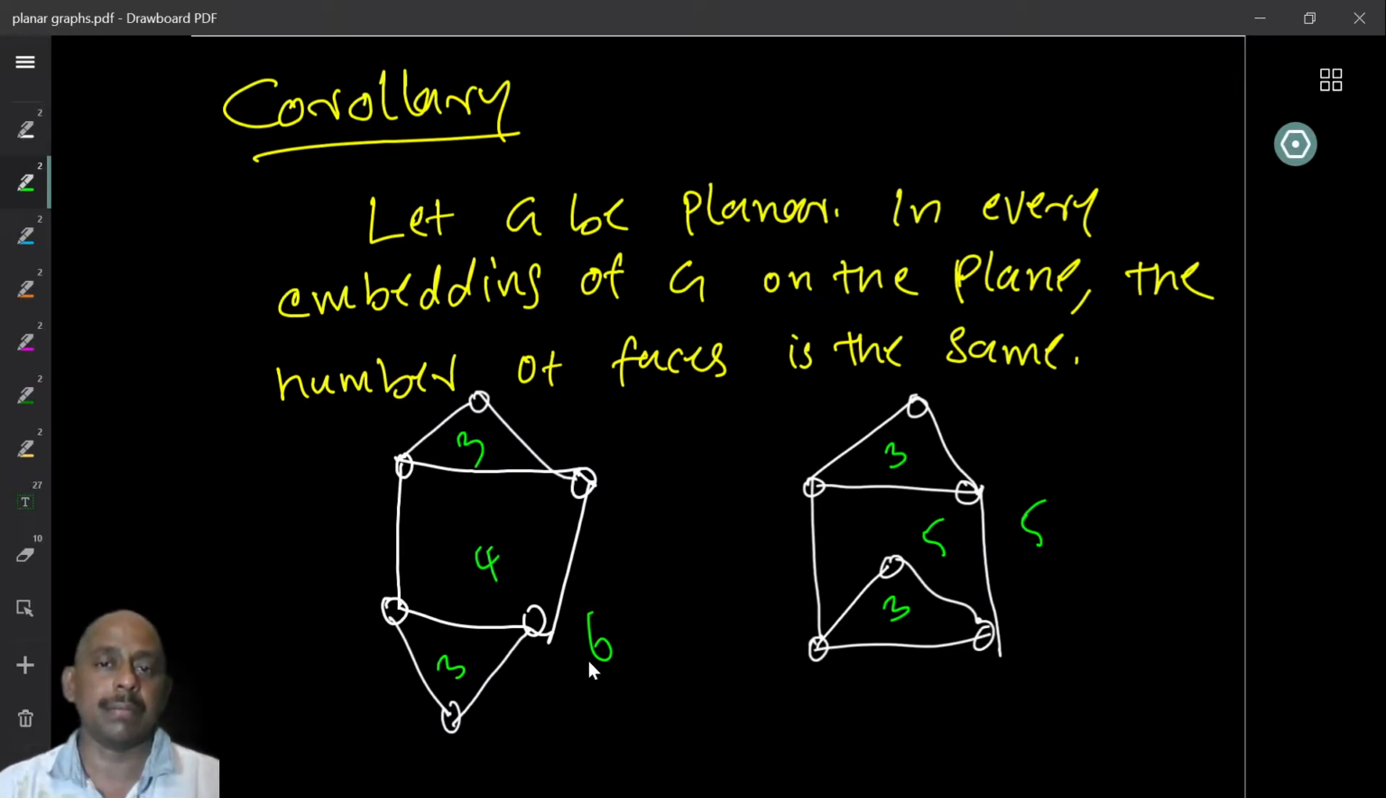So the embeddings are different, but no matter what, this earlier theorem tells you that the number of faces in the plane embedding must always be the same, because the identity says that the number of vertices plus number of faces is equal to number of edges plus 2. So since all the other parameters are the same, number of vertices and number of edges remain the same, it must also follow that the number of faces remain the same. It's a direct corollary of the result.